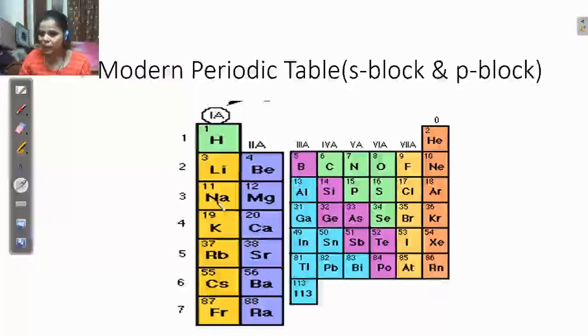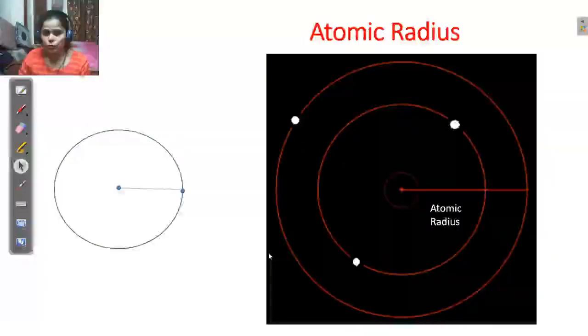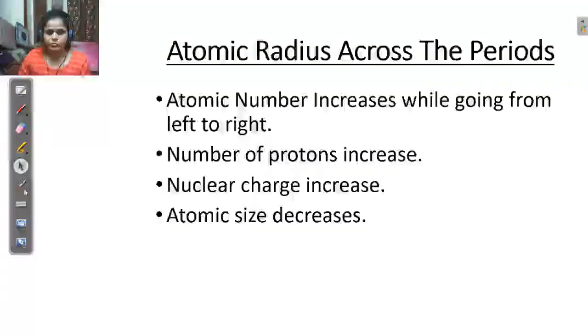You can see any period. Let's see the third period: 11, 12, 13, 14, 15, 16, 17, 18. Let's see the fourth period: 19 to 36. That means across the period the atomic number increases. Understand? So here are some important points. The first point is that the atomic number increases while going from left to right.